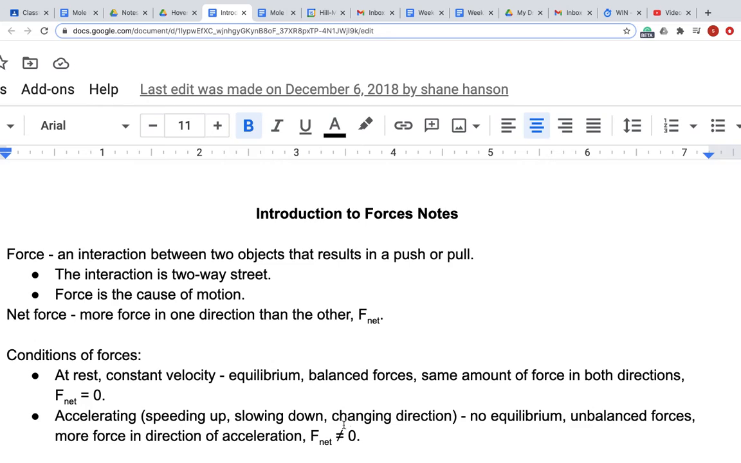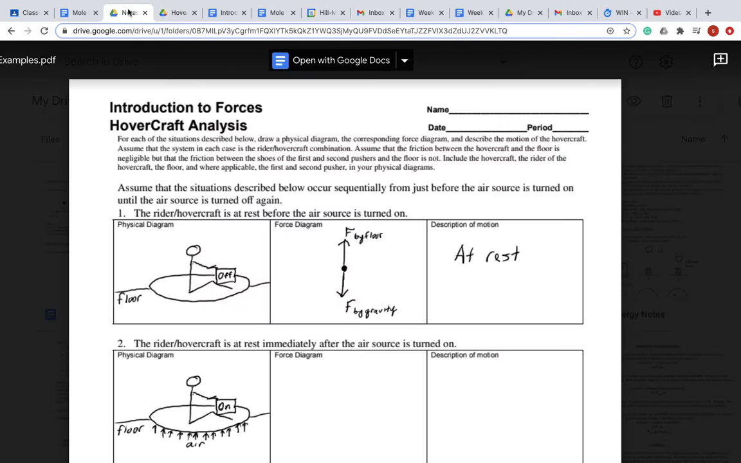do for this assignment. All right, so I want to show you the assignment, and I actually did show you how to work out the first one and then just get you started on the second one. So here we go.